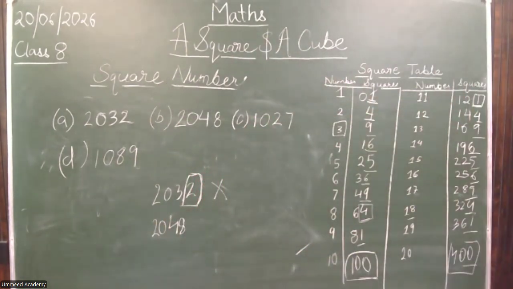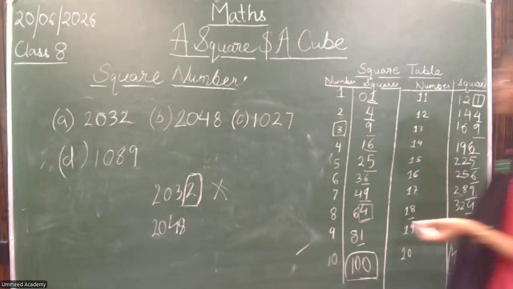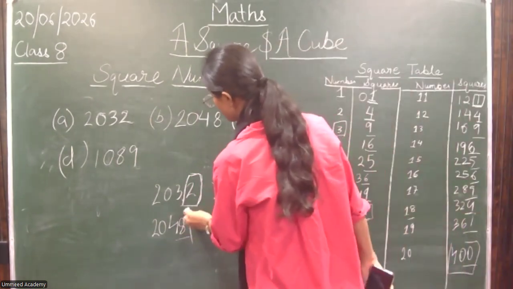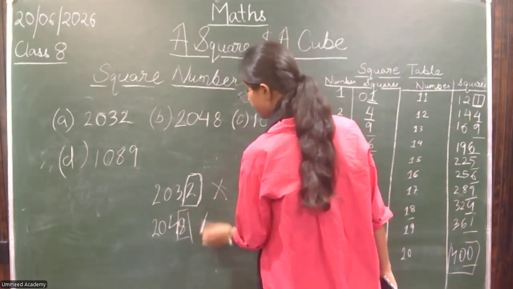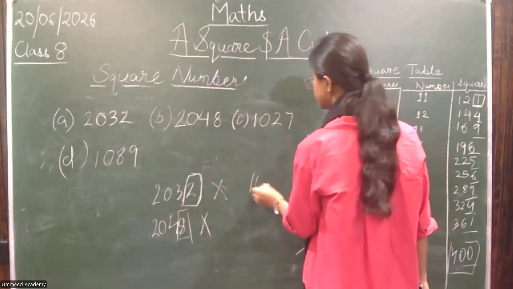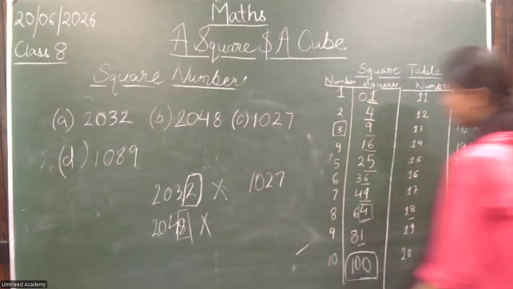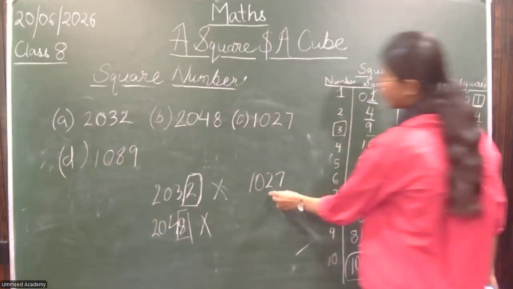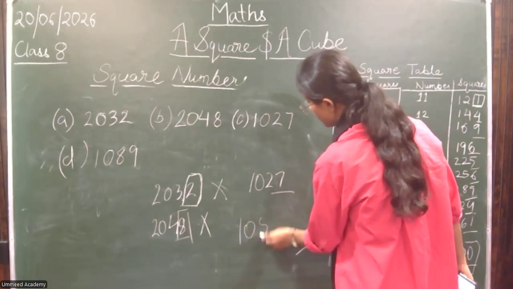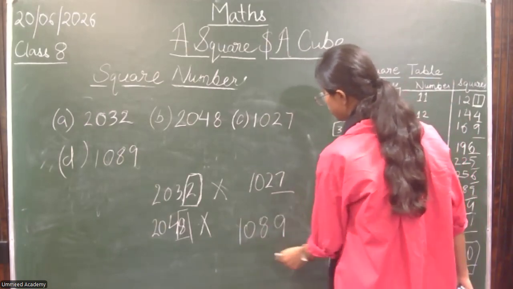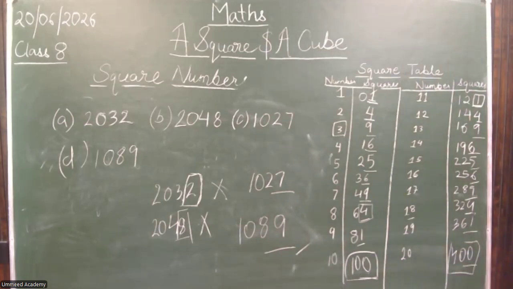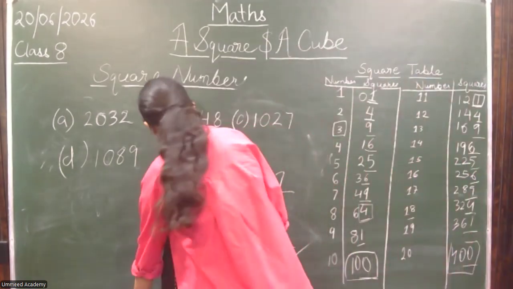No, ma'am. It can also not be a perfect square because it has 8 at its unit place. Okay, good. Then the next is 1027. No, ma'am, it can also not be. Okay. Now talking about 1089. It has 9 at its unit place. Check and tell me. Yes, ma'am. अच्छा, ये किसका perfect square होगा? How can we find out?